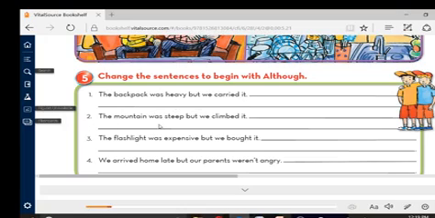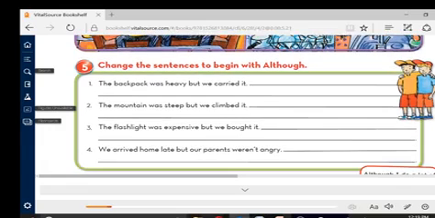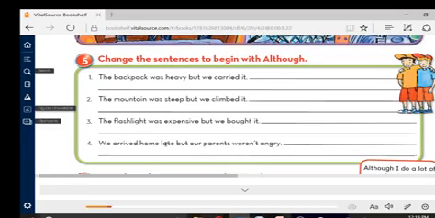Number 2, the mountain was steep, but we climbed it. So, although the mountain was steep, comma, we climbed it. Number 3, the flashlight was expensive, but we bought it. Although the flashlight was expensive, comma, we bought it. Number 4, we arrived home late, but our parents weren't angry, okay? So although we arrived home late, our parents weren't angry, okay?